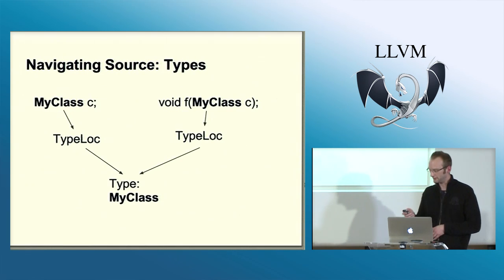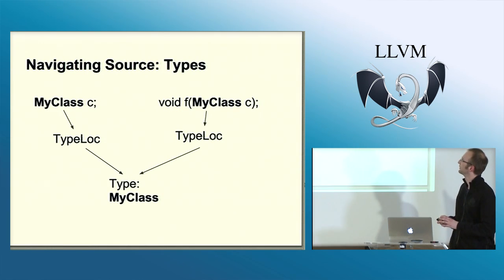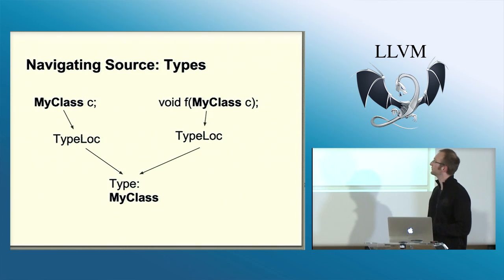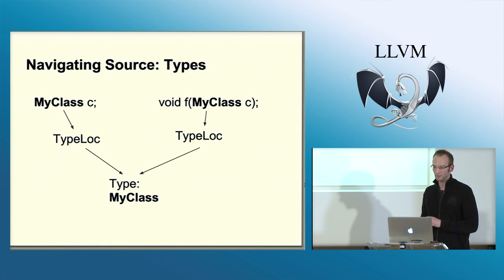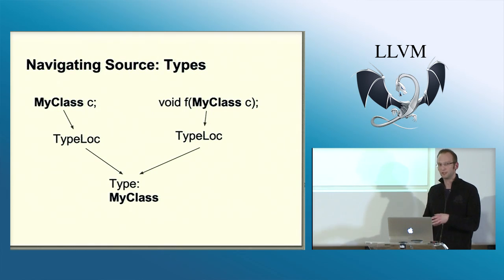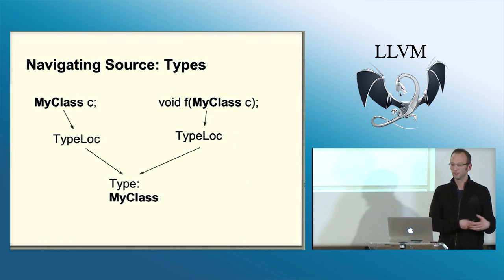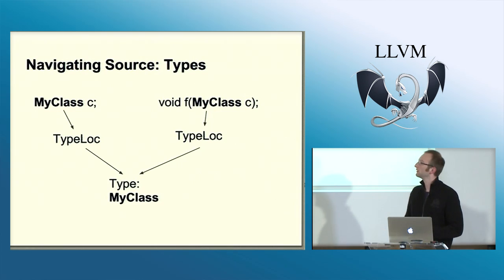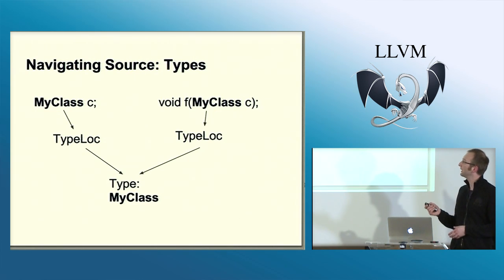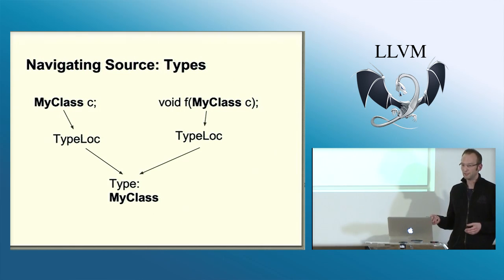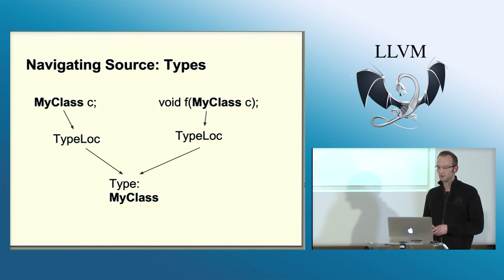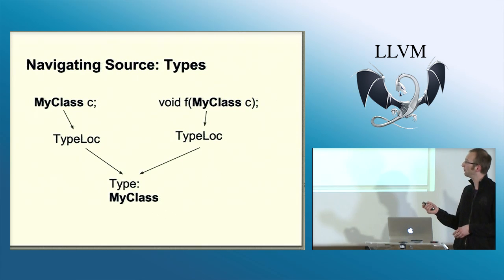All right, let's look at types again. Types are usually complicated. With locations, they're actually not that complicated, because the interesting part about types is that the location is decoupled from the type, because I can reference a type in many places in my program. Here, for example, I have a declaration of my class type. I have it as a variable declaration and as a parameter declaration, and Clang models the location of types as type locs. So I have two different type locs that all point to the same type.